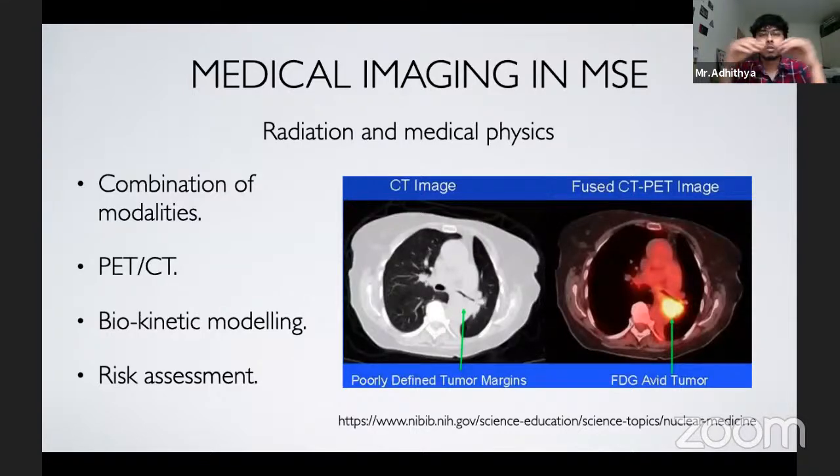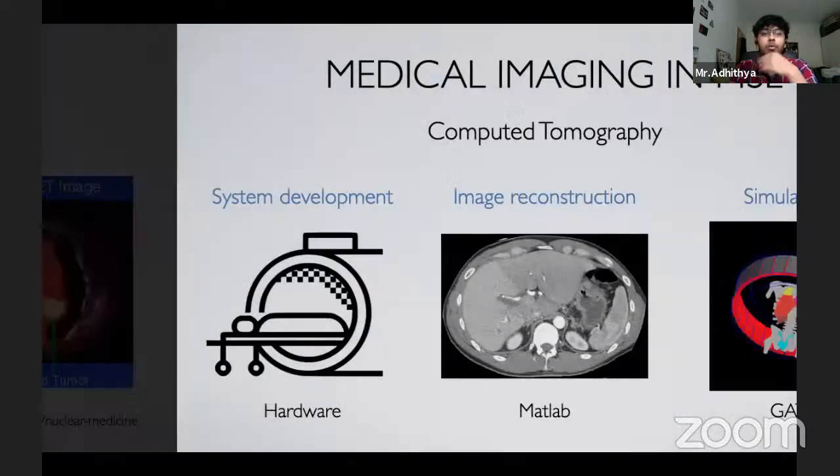So this is done using biokinetic modeling, where we can basically estimate which organs get these biomarkers, and how the biomarker reaches the target. So this calculation is done using biokinetic modeling. That is also a field of study in medical imaging and radiation physics. But moving on from these modalities, there is also computer tomography.